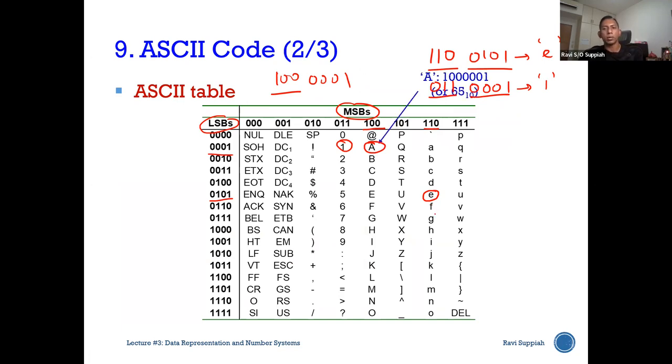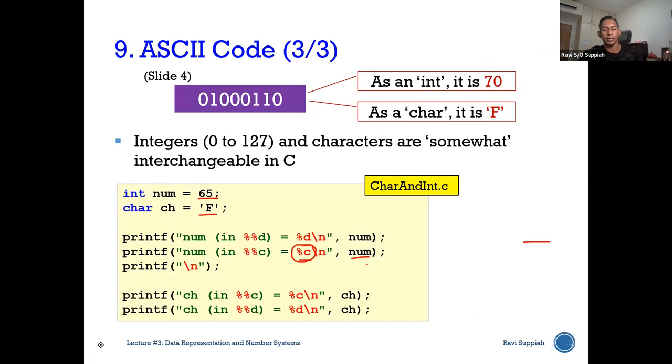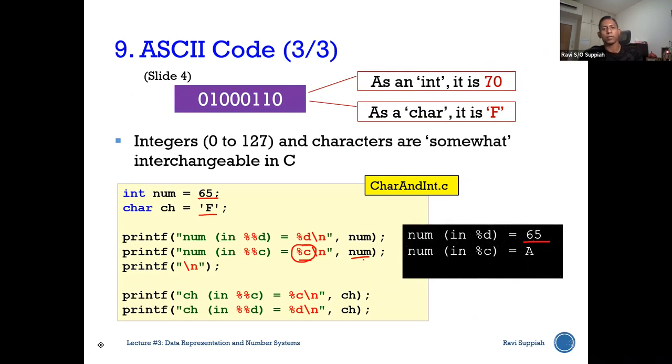So that is why over here, when I print out the value 65 using percentage C as a format specifier, it interprets the value 65 based on the 7-bit binary that it reads, which in turn translates to capital A.